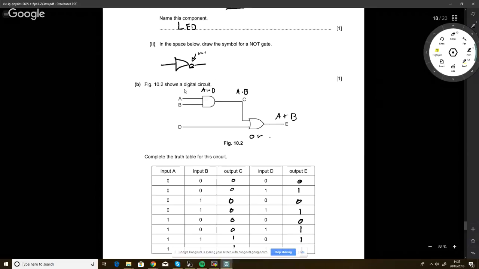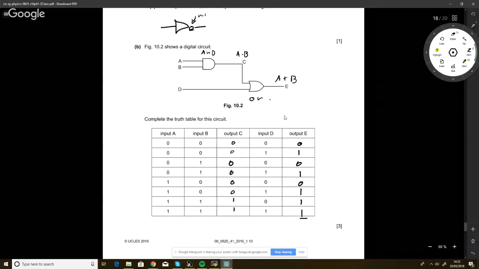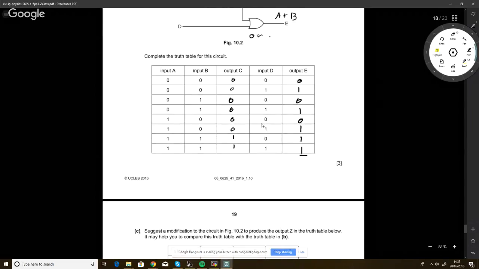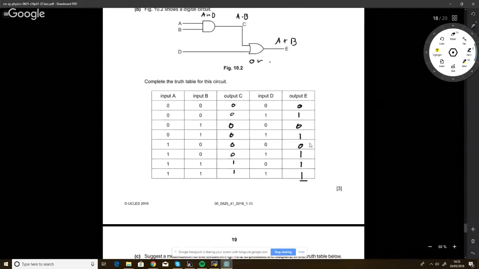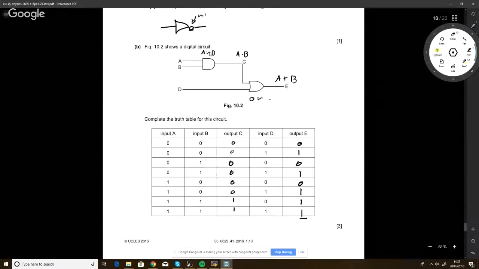Okay, part B shows a digital circuit. All right, so we've got an AND and we've got an OR. They just want you to complete the table. So for an AND, basically you need to have both 1 and 1 to get a 1, because in a sense it's one input multiplied by the other input.